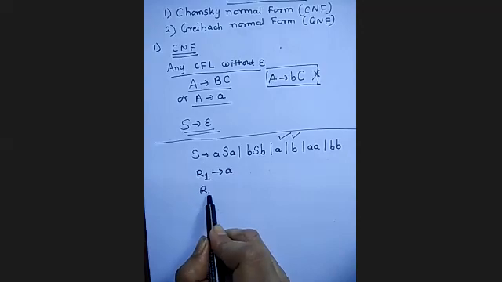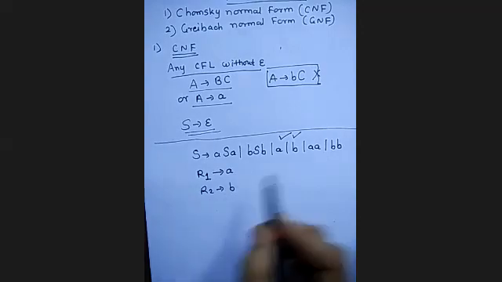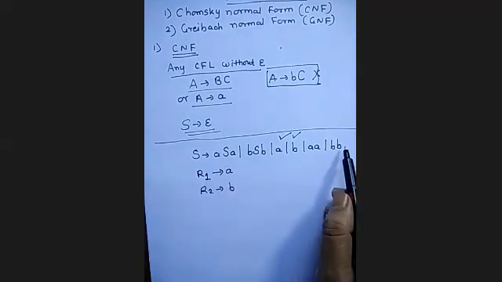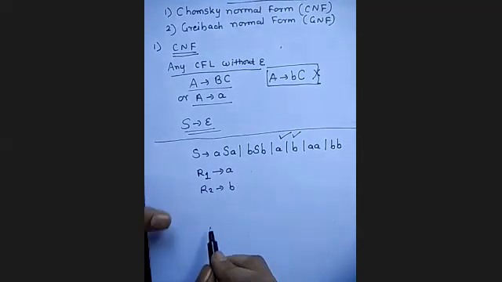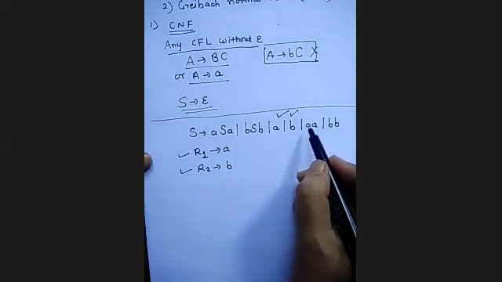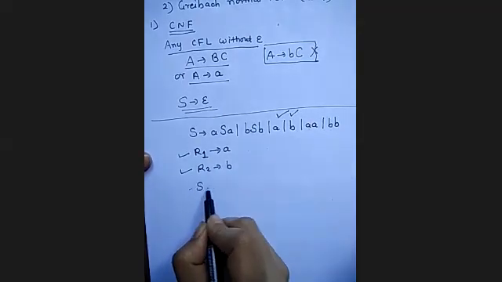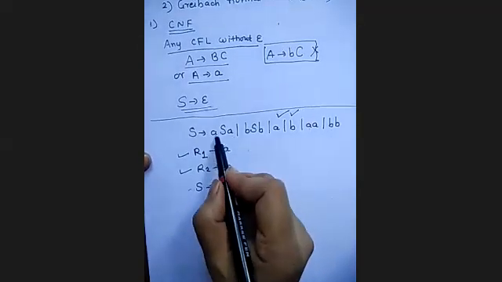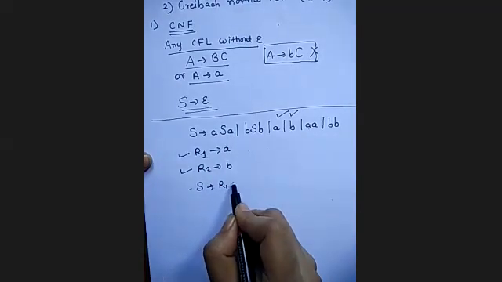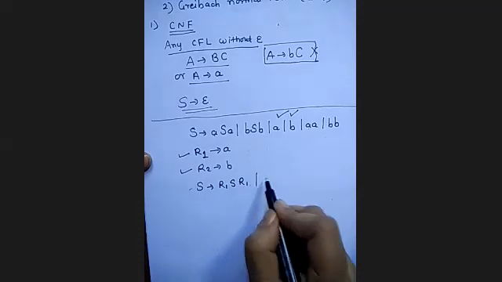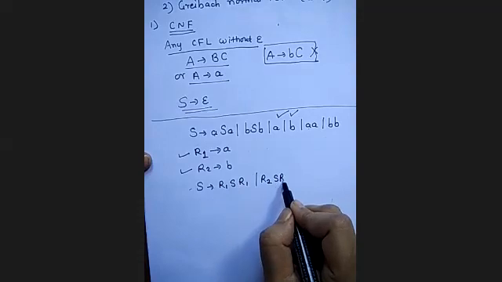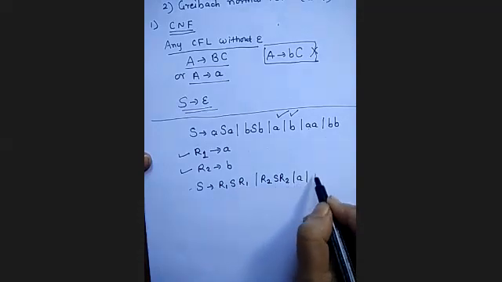I can add, let R2 derive B, so that I can replace this 2A by R1, this 2B by R2. Let us write it and see what we are getting. So this new one we have added. So we are now converting this. So we'll replace this A by this R1. So what we'll get? R1 S R1. This B we are replacing by R2. So R2 S R2. This is as it is, A or B.